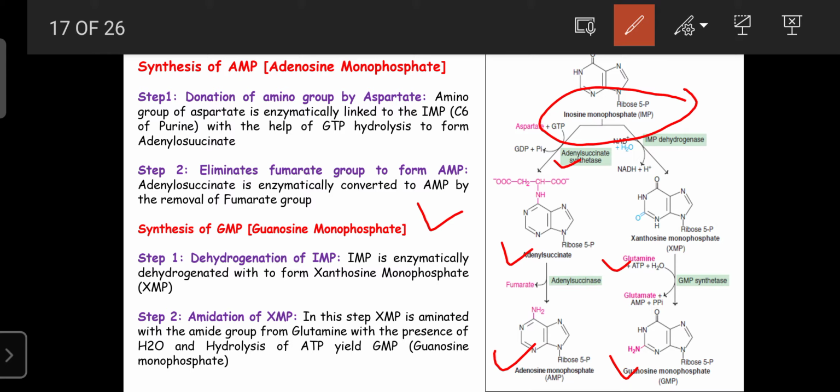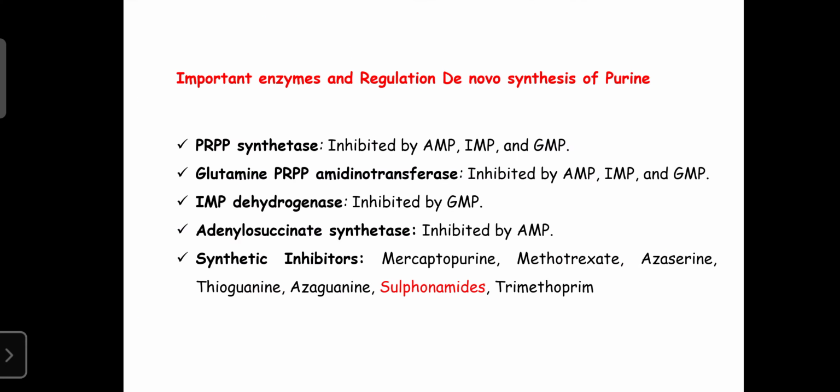Regarding the important enzymes and regulation of de novo synthesis of purine, the first is PRPP synthetase. This enzyme is required for the regulation of de novo synthesis of purine, and this enzyme is inhibited by AMP. So as the AMP concentration increases, the enzyme activity decreases. Even IMP and GMP, which are the end products of the biosynthesis of purine, if their concentration increases, they inhibit the activation of the PRPP synthetase, so they are not involved in the formation of IMP.